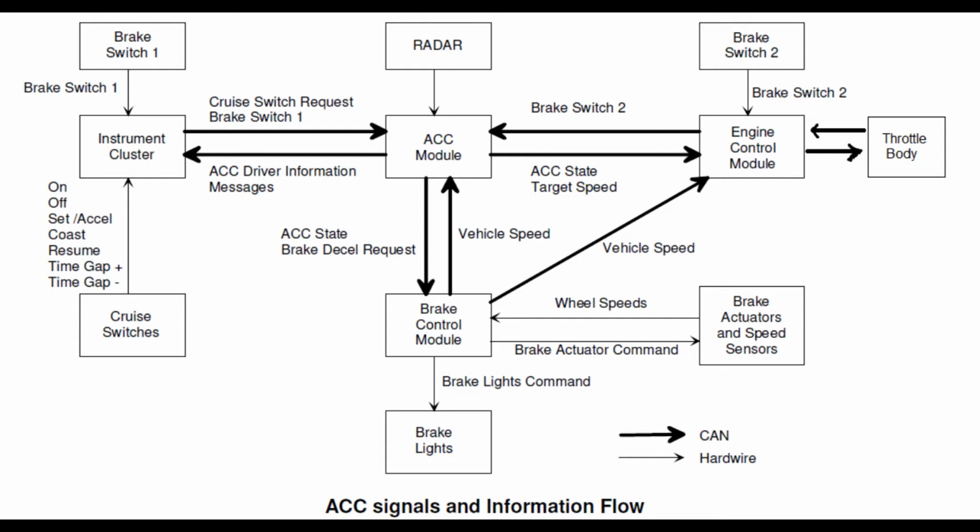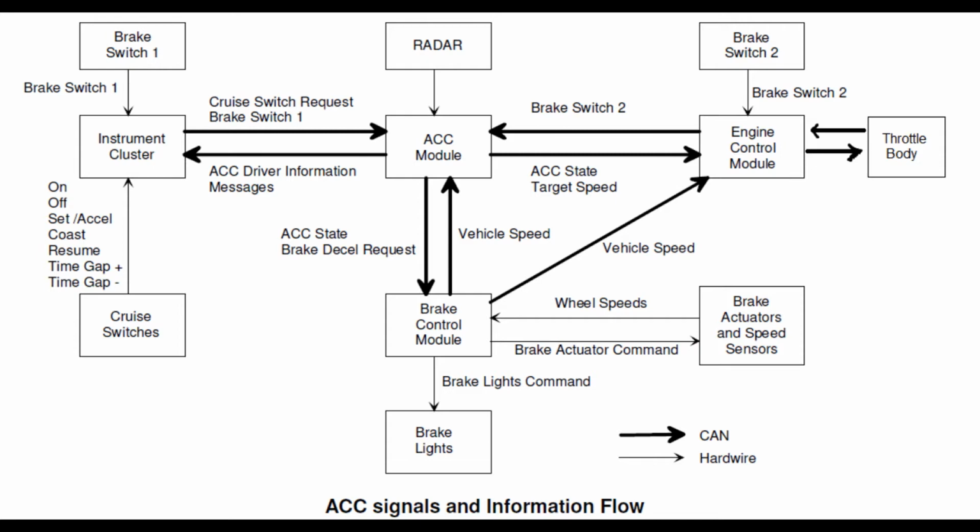To use the adaptive cruise control, just press the gas pedal until you reach the desired speed. Click on the on button on the cruise switches. At the instrument cluster, it will tell you that the ACC system is on. Thus, it will tell the ACC module and the engine control module with the brake control module to maintain the speed at the desired speed. The engine control module will tell the throttle body to open the flap to maintain the engine speed. It's like a normal cruise control.